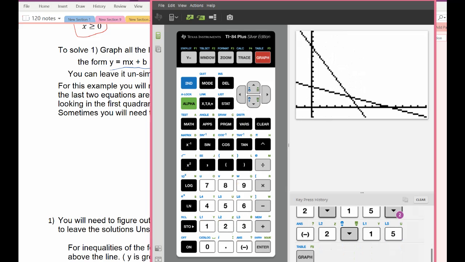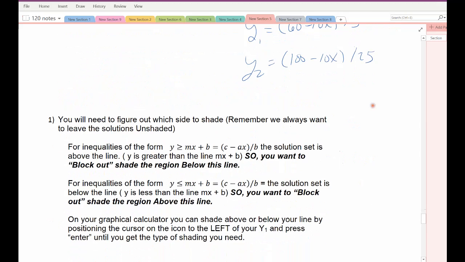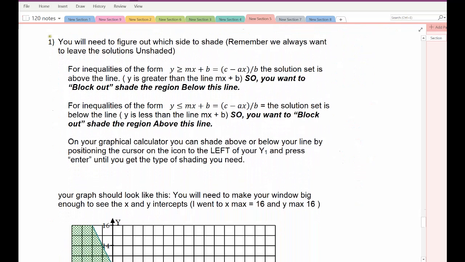Right, now I can see everything. By everything I mean I want to see where they hit the axes, and I want to see where they intersect. And right now I can see all of that. All right, so there's a good window, and there's a picture of my lines all graphed out together. Now the second part of this is I have to shade. You can actually kind of use this when you're solving it. This should be part 2.